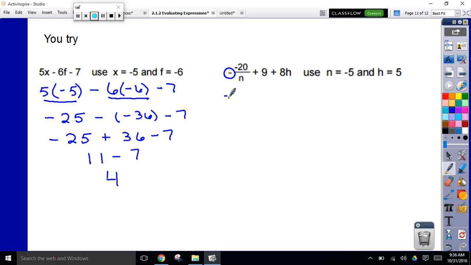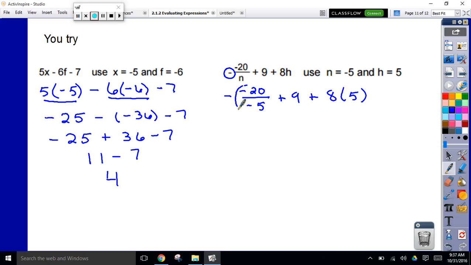All right, so I'm going to bring down my negative sign, and then I'm going to do negative 20 over n. n is negative 5 plus 9 plus 8 times 5. Everyone should have this as your first step. Everyone's first step should be identical. There may be future steps where maybe you do 2 multiplications in one, somebody else only does 1, but the first step should always look alike.